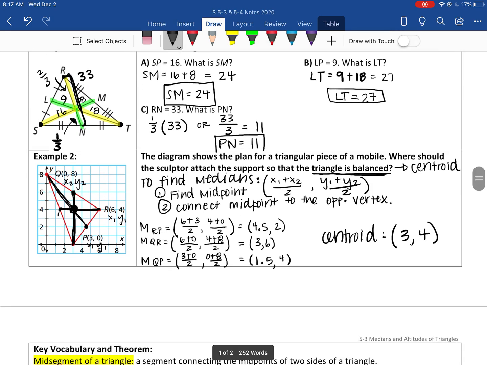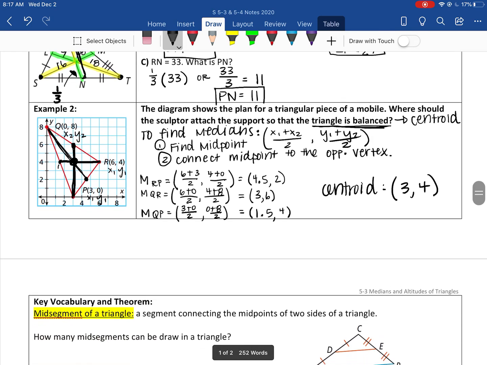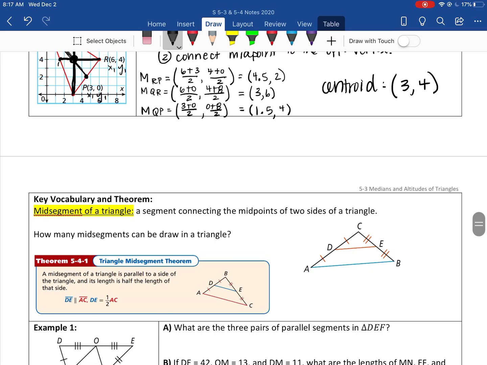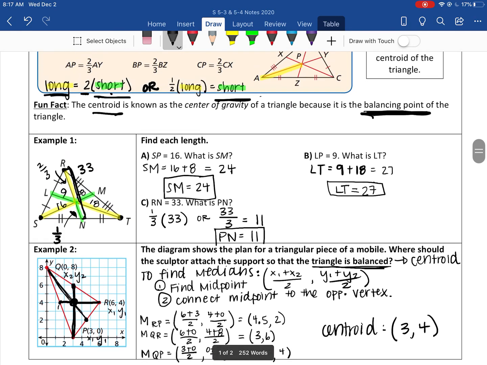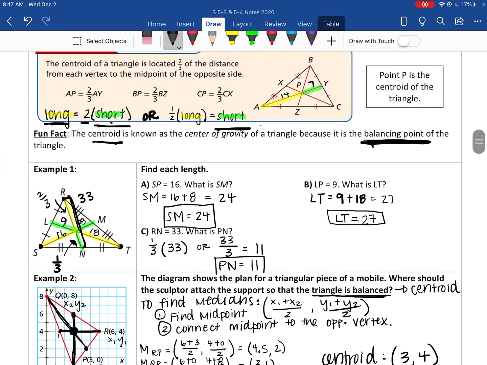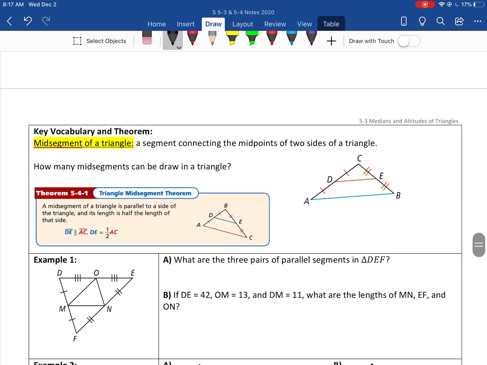So, moving on, we are going to learn about midsegments now. Okay, so that was medians and centroids. Now we're going to talk about midsegments. Midsegments are pretty easy. A midsegment is just the segment that connects the midpoints of two sides of your triangle. So DE here is a midsegment because it connects D and E, which are our midpoints. And again, I know they are midpoints because of these congruent symbols here.